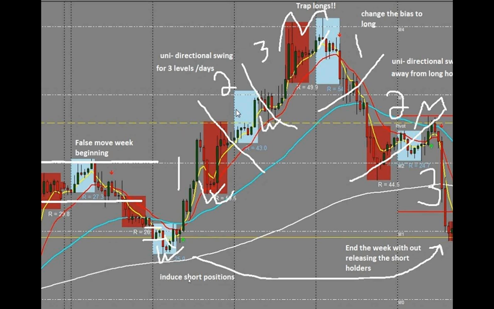We're inducing short positions right here. Rises up. There's a level. Rises up. Once we get, so this is Monday here. This would be Tuesday. Going into Wednesday, you can see it's risen another level, and they're trapping people to the long. Beautiful M is formed.